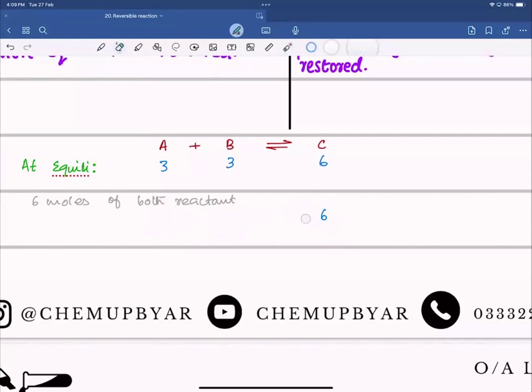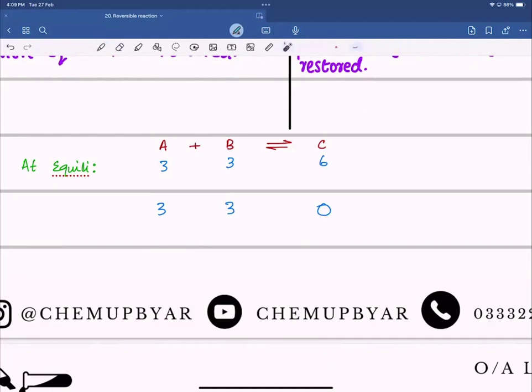The same way, if, for example, I decrease the amount of product. At equilibrium, they exist in the ratio of 3:6. So what I did, I removed all the product. Now what happens? The change is a decrease in the product. So what will happen next? Where does the equilibrium shift, the forward direction or the backward direction? Forward. Forward, you are saying backward. Why?